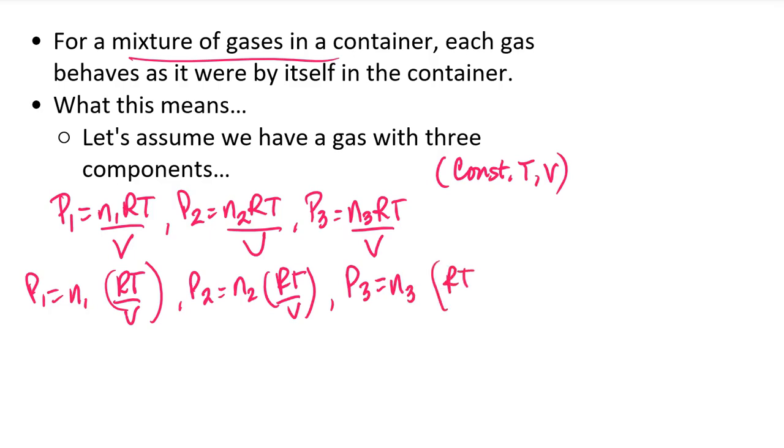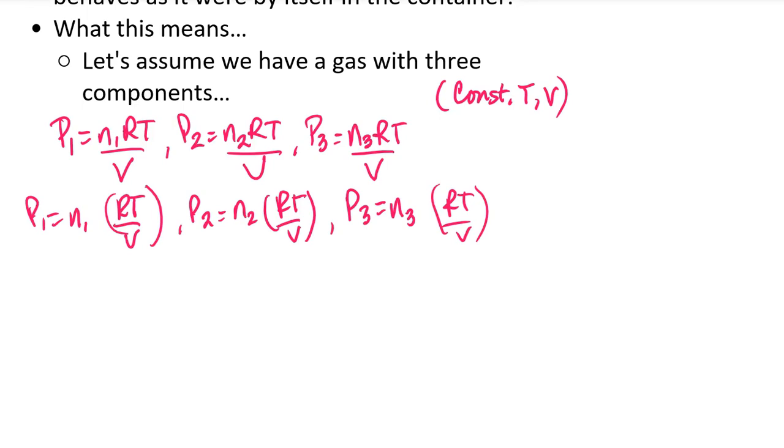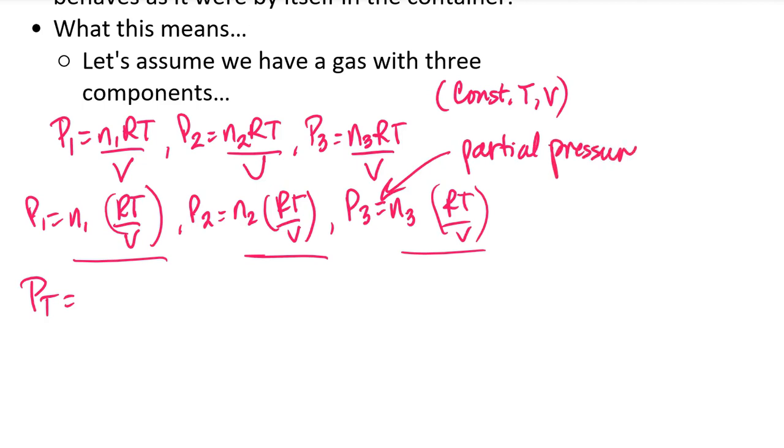So I'll just rewrite the pressure expressions, grouping those constant terms together. Okay, now where we're going with this eventually is if I have a mixture, then I might also want to get the total pressure of the mixture. Well, the total pressure of the mixture, PT, would be the sum of each of these individual partial pressures. So each of these pressures that are specific to the components, we refer to them as partial pressures. So I would have to sum all of the partial pressures, P1 plus P2 plus P3, to get the total pressure of the mixture.